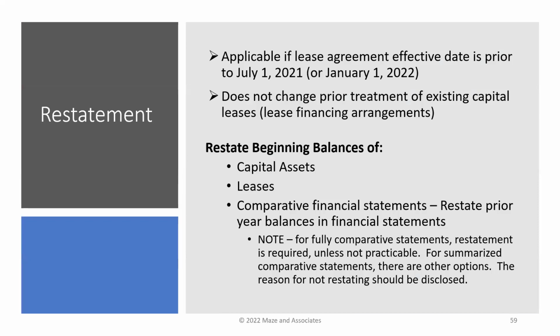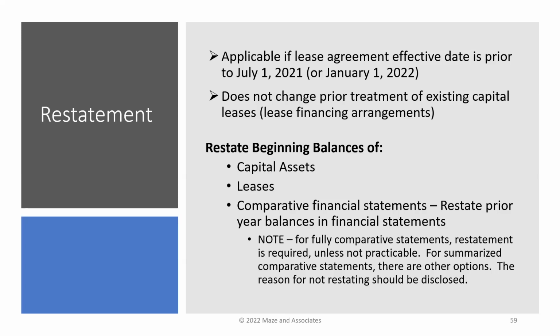But again, the net effect, because those beginning numbers should equal each other, is expected to be 0. Depending on the components of the calculation, there could be some other components where maybe they don't, but the net effect is generally going to be 0. It doesn't change the prior treatment of any existing capital leases or lease financing arrangements, so those don't get restated.